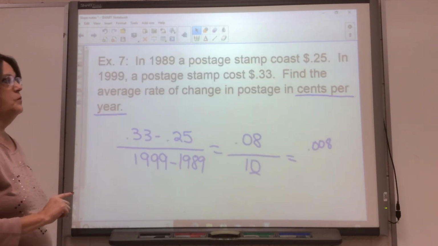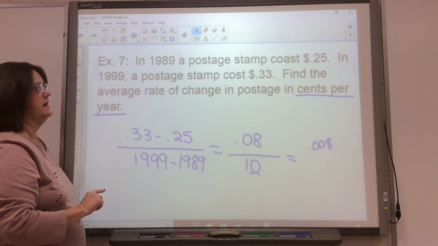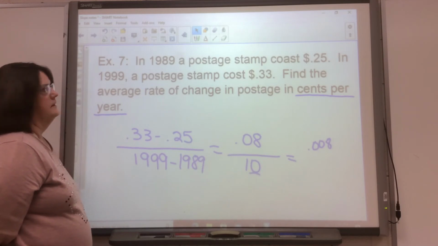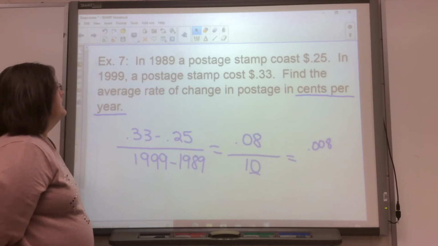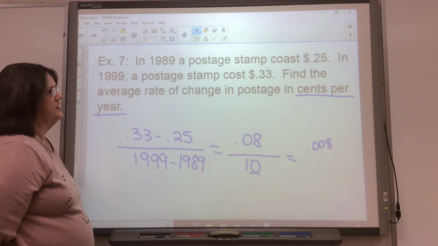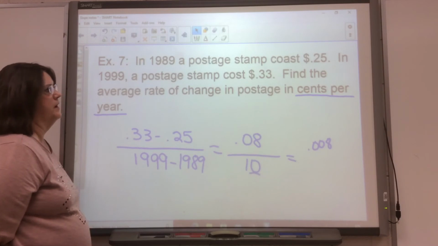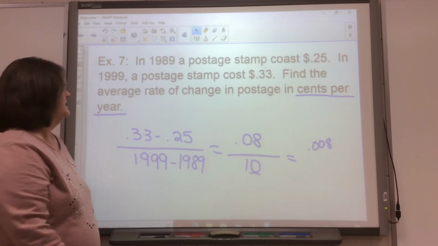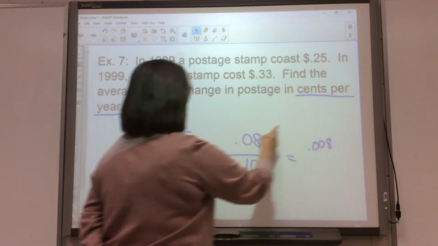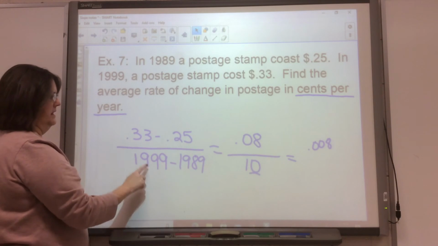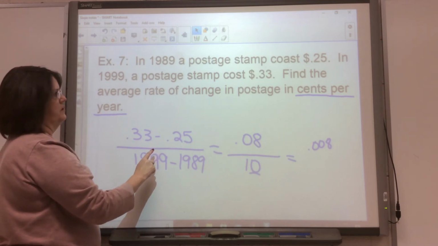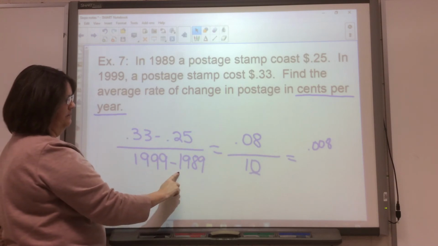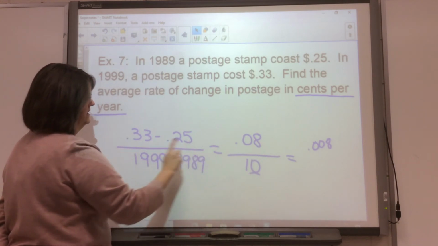All right, now here's a word problem involving slope. In 1989, a postage stamp cost 25 cents. I know that's misspelled, I'm sorry. In 1999, a postage stamp cost 33 cents. Find the average rate of change in postage in cents per year. Now, when it says per year, that lets you know what needs to go in your denominator, years. So we're going from 1999 to 1989. So 1999 minus 1989 gives us 10 in the denominator.